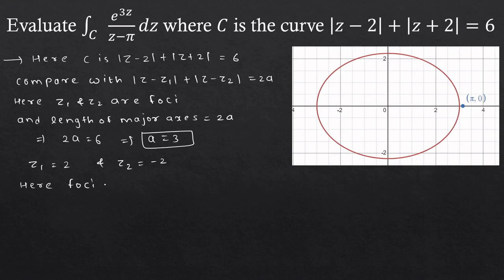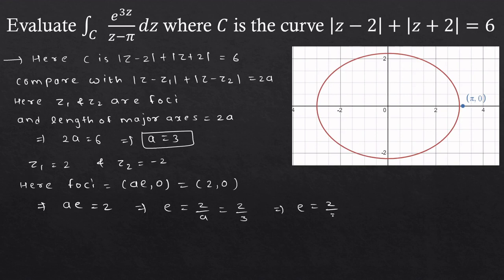Now here, foci is a e comma 0 and we have to compare with this 2 comma 0, correct, because these foci are z1 and z2. Otherwise we compare minus ae comma 0 with minus 2 comma 0. Both are the same thing. So this implies ae is equal to 2. So e is equal to 2 by a, but a value is 3, so e is equal to 2 by 3, which is strictly less than 1. This proves that it is an ellipse.